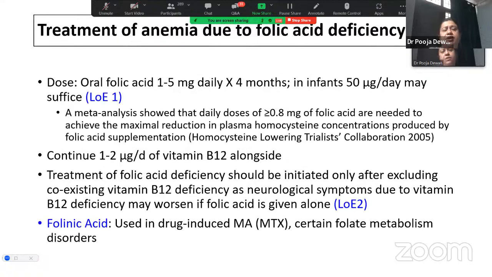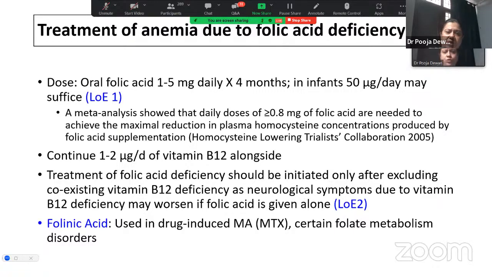So if you have an anemia which is because of folic acid deficiency, then oral folic acid is given in a dose of 1 to 5 mg daily. The preparation which is available in the market in India is 5 mg, and it can be given for up to 4 months. In infants, the doses are lesser, and even 50 microgram per day may be sufficient. But sometimes it is very difficult to get these preparations. So what you can actually do is just make the tablet 1/4 and give it by dissolving it. We don't have really syrups of pure folic acid to give to the babies.